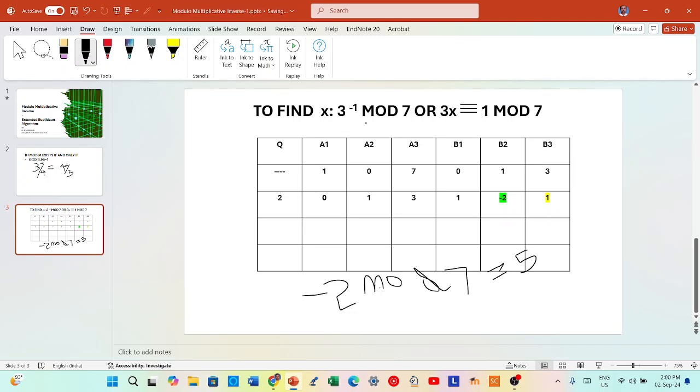So you can verify that. 3 into 5 is 15. 15 divided by 7: 7 2s are 14. You have got a remainder 1. So 3 into 5 is 1 mod 7, so 3 inverse mod 7 is equal to 5.